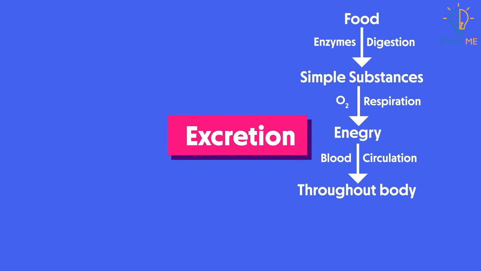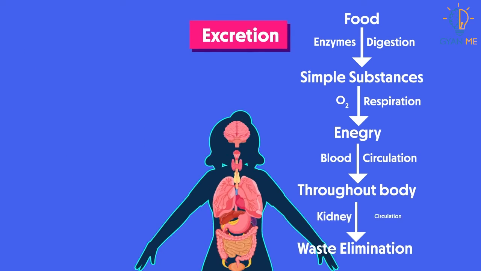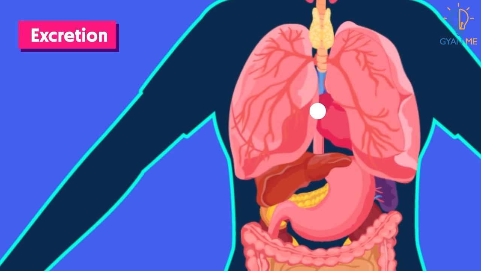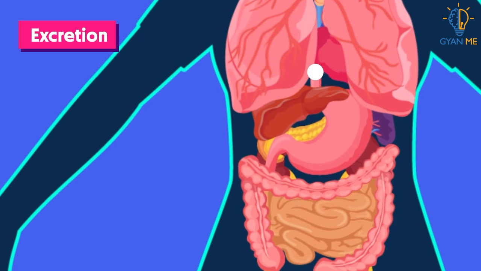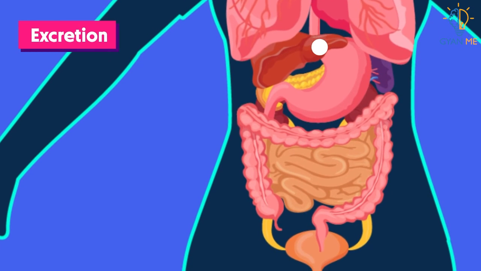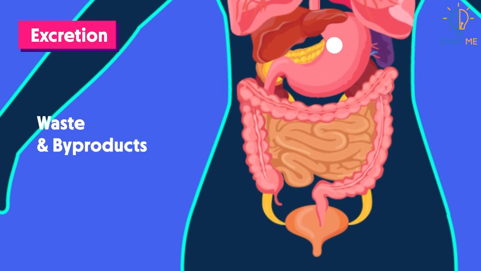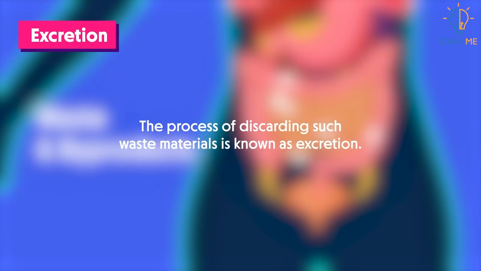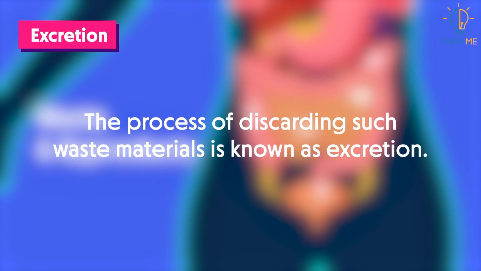Now, let's learn about the excretion process. Students, we already know that after each chemical reaction, some products and byproducts are formed. As we know that digestion and respiration are also chemical reactions, some waste and useless byproducts get generated after these reactions, which need to be discarded. The process of discarding such waste materials is known as excretion.